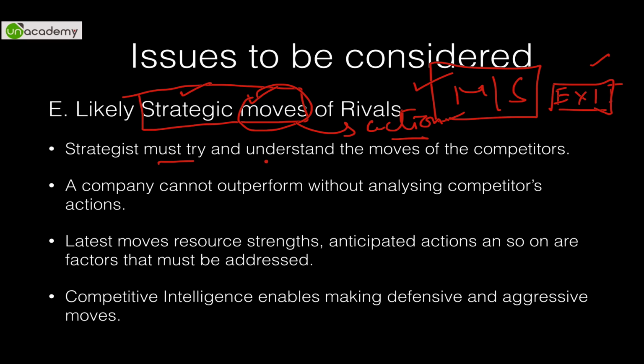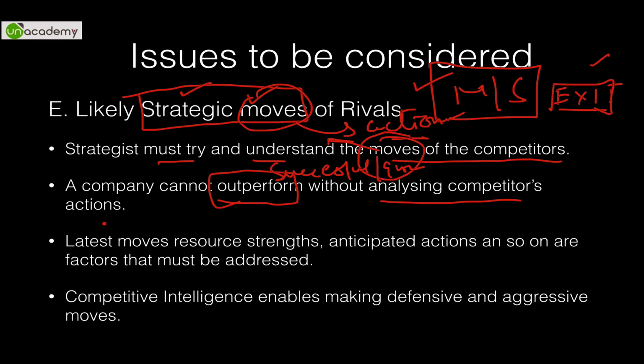So a strategist must try to understand the moves of the competitors. Moves, as we have understood, means action. What happens if we do not understand action? A company cannot outperform, which means it cannot be successful, cannot grow, without analyzing a competitor's actions. The latest moves, resource strength, anticipated actions, and so on are factors that must be addressed. As soon as these are considered, the action part can be understood. So resource strength or the anticipated actions should be understood in advance.